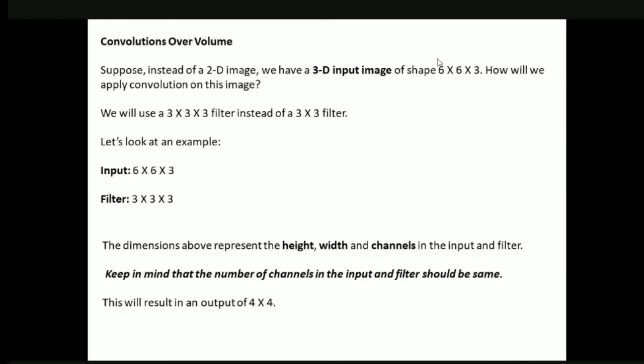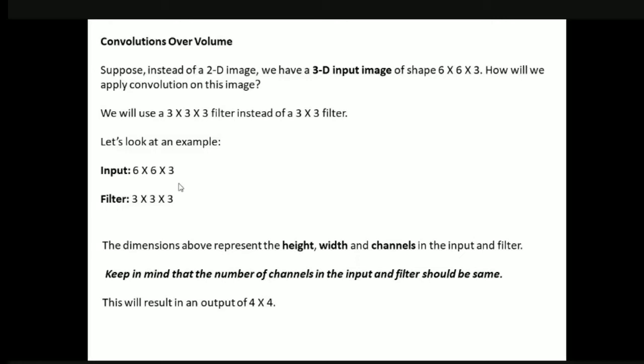What is the meaning of 6 by 6 by 3? 6 by 6 means the rows and columns of the input image, that is height and width. 3 means the total number of channels. For a 3D input image, we have 3 channels. So when we take an input image of 6 by 6 by 3, we have to take the filter also with the same number of channels. Here the filter is 3 by 3 by 3. The filter is a 3 by 3 matrix, and it also has 3 channels.